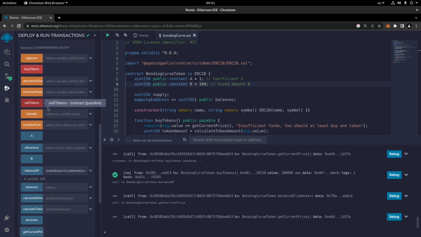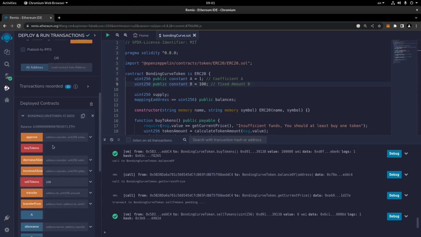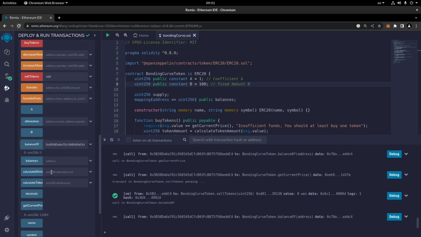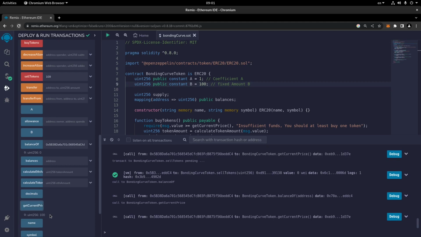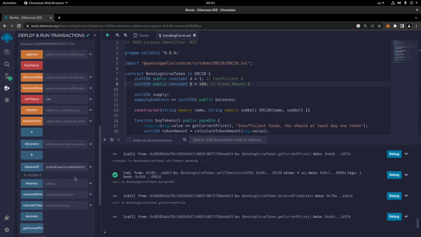We've managed to sell the tokens. Right now, if we want to sell all the tokens, let's see what happens. It's been successful, and now if we check the balance of this account, as you can see it's 0, and the current price should get back to 100. As you can see, it has gone back to 100. So that shows that this smart contract works very well.